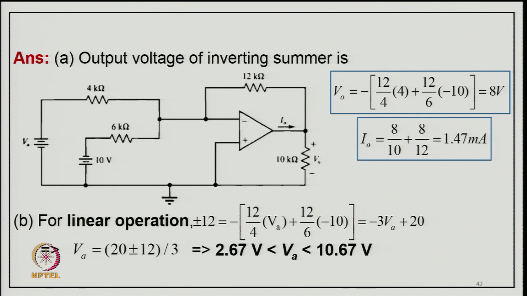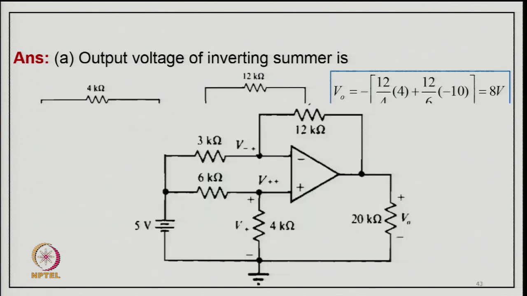For linear operation, plus minus 12, that is minus 12 by 4 V a plus 12 by 8 minus 10, that becomes minus 3 V a plus 20. So, V a equal to 20 plus minus 12 by 3, so it becomes 2.67 volt. V a goes from 2.67 to 10.67 volt.